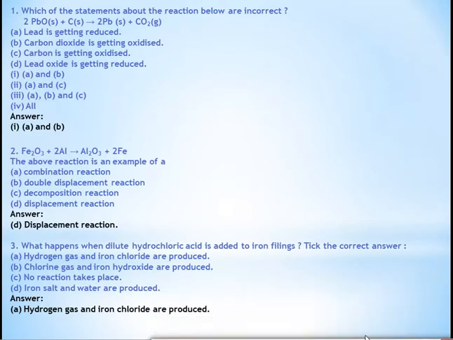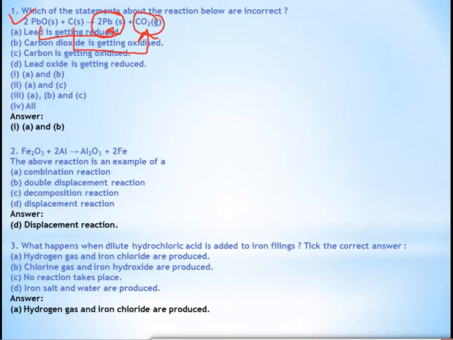The first question is, which of the following statements about the reaction below are incorrect? So let's see what the reaction is. PbO, that is lead oxide, is reacting with carbon C to give you lead plus carbon dioxide, CO2. First of all, let's discuss what is going on in this reaction. In this reaction, lead oxide is converted into lead and carbon is converted into carbon dioxide. From lead oxide, oxygen is removed and it changed into lead, and in carbon, oxygen is added and it changed into carbon dioxide.